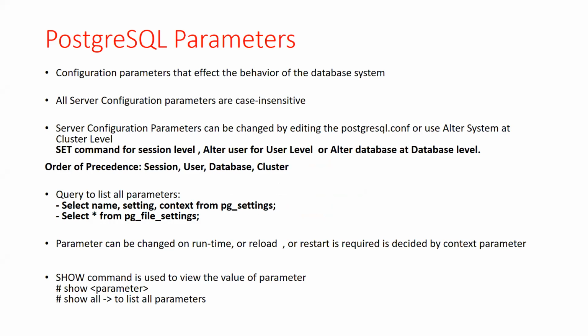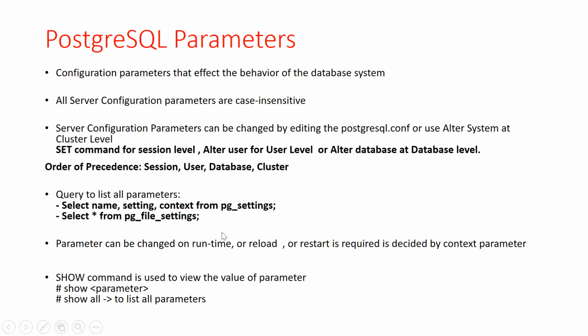One is the cluster level, that is the whole thing, which is changed by alter system. Then you can change the parameter at session level as well. You can change the parameter at user level. You can change the parameter at database level as well. There can be parameters at any of these levels: session level, user level, database level. And the order of precedence is session, user, database, cluster.